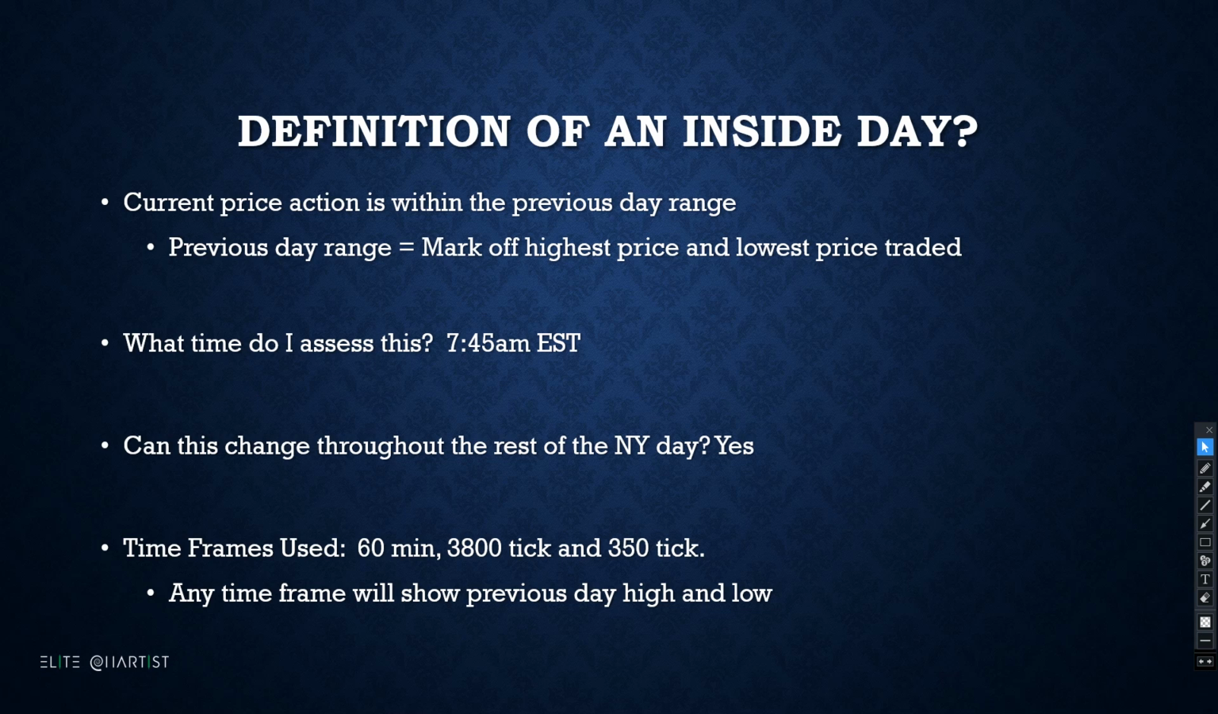I used to use the 1000 tick chart, but with the volatility after Russia and the Ukrainian crisis, I had to tone back risk, and I was able to do that by dropping down to a smaller tick chart, 350 ticks. So now with any time frame, you can see the previous day high and low.